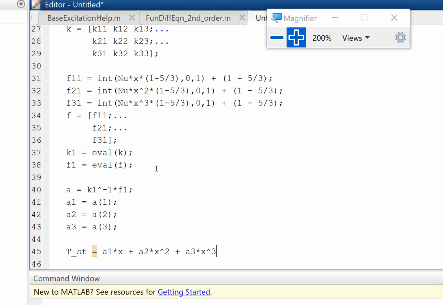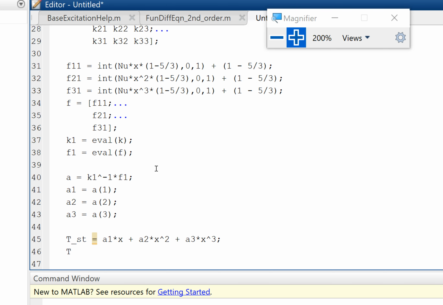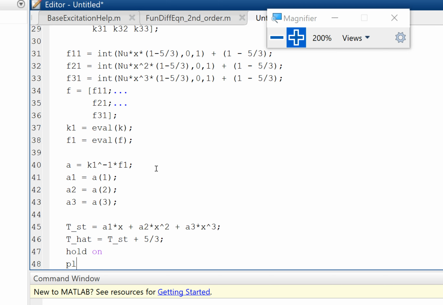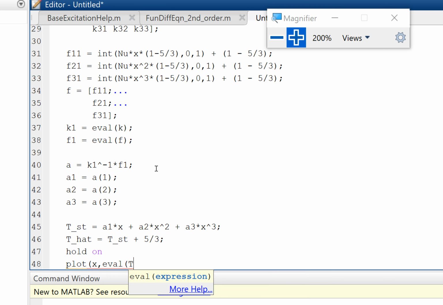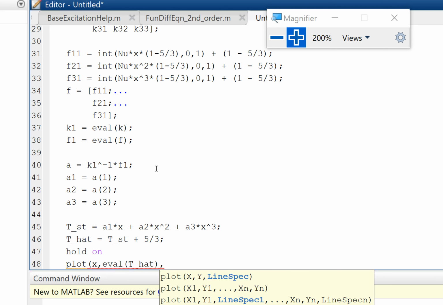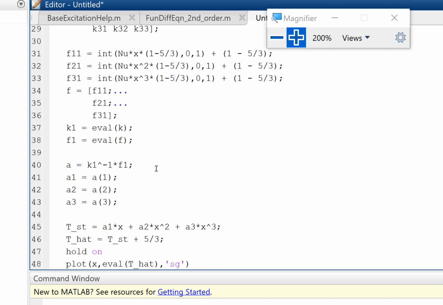So K1 inverse F1, I did that. A1. So this is T star. And then we have T hat, which is T star plus 5 divided by 3. And then plot X versus eval of T hat, underscore, let's make it square green ones. And I think that should work.